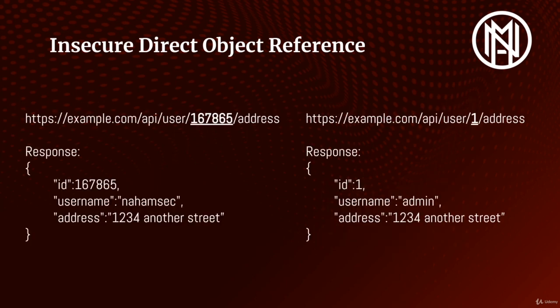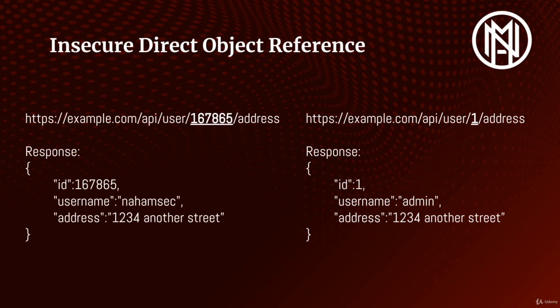As you can see on the screen, example.com/api/user is fetching an object with 167,865 as its ID, and that ID has an address. So that's the user ID, and we're pulling the address for that user specifically. As we hit that as a user, let's say this is me, NahamSec, it's going to return the ID, the username, and my address.